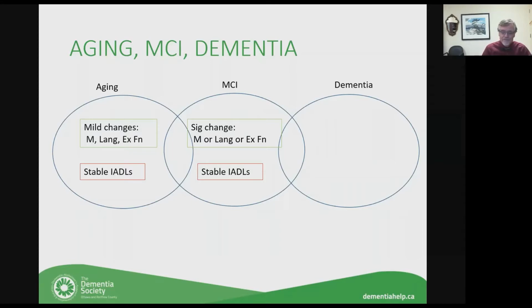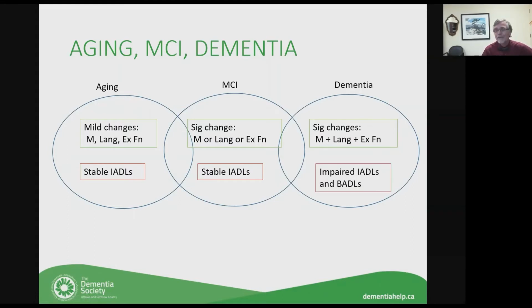But you develop systems and you can still function despite the fact that you're not functioning as well in language or executive functioning or the like. So next we go to dementia, and you can see where this is going. Now we have significant changes in memory and language and/or executive functioning, so multiple domains again.